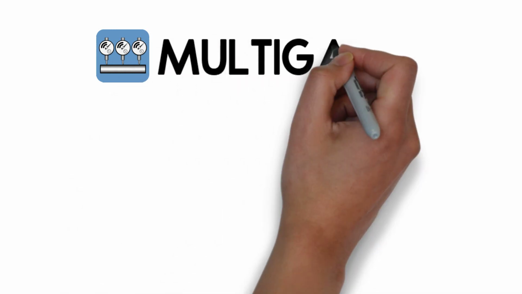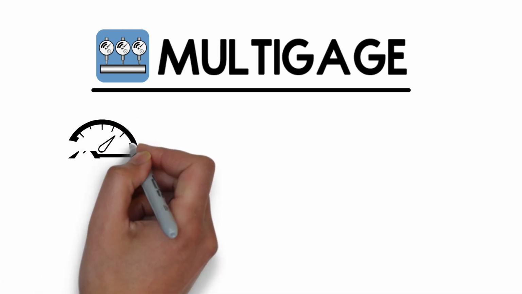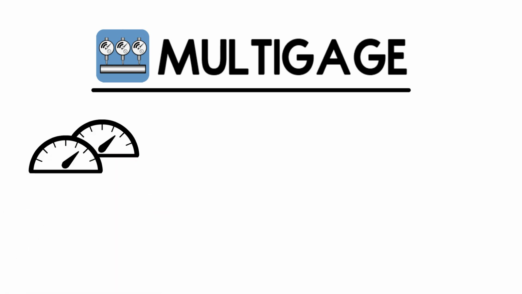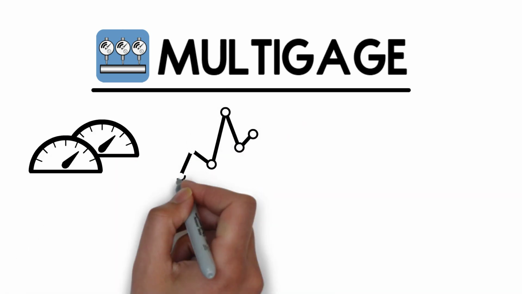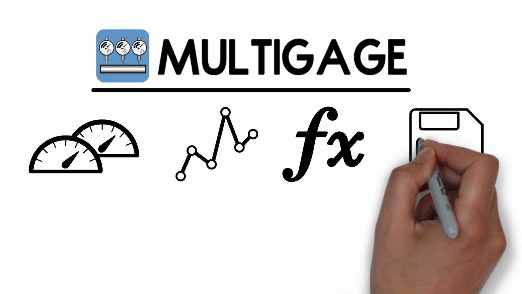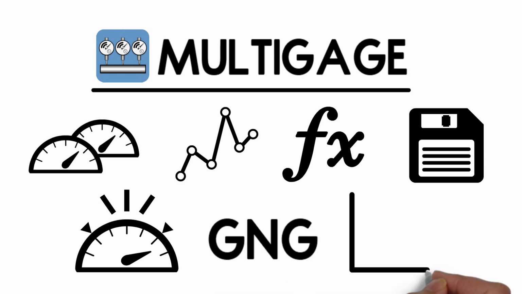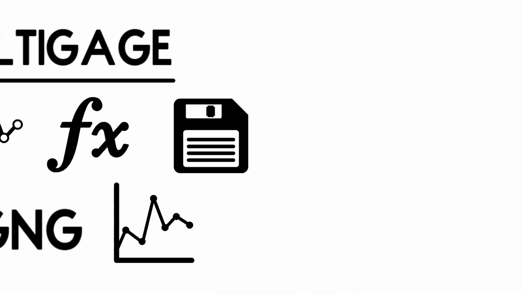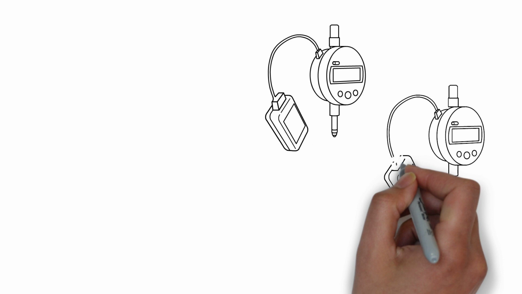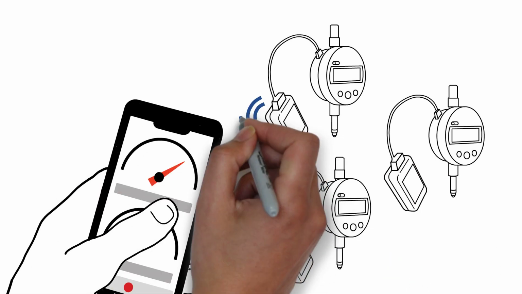MultiGage is an innovative cross-platform software that lets you view, record, and save measurements from multiple devices at once. MultiGage offers multiple simultaneous reading, continuous data recording, a custom formula entry option, data saving and exporting, a threshold alarm for go/no-go judgment, data plotting, and many more features. With WiMER, you can read and record measurements from multiple instruments simultaneously, all at once in real time.